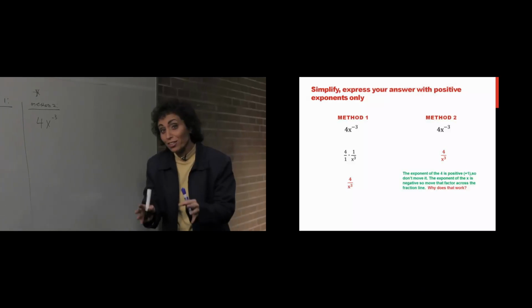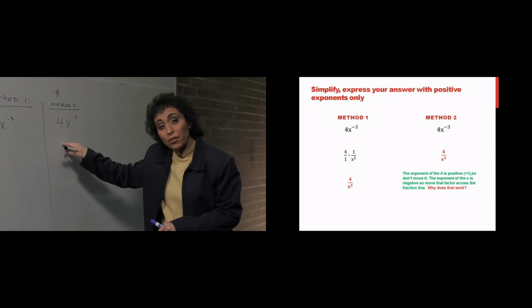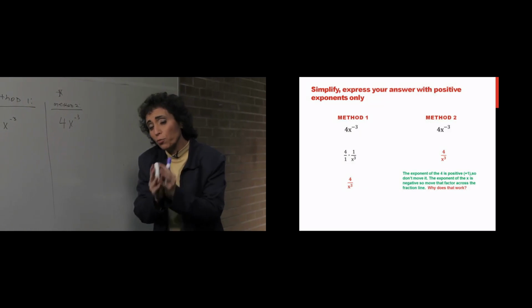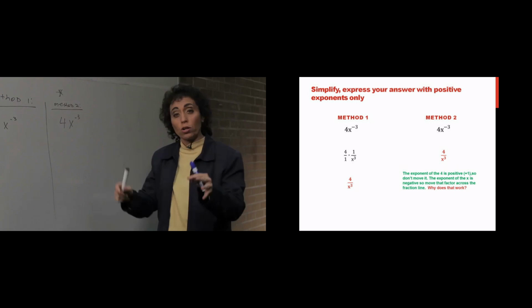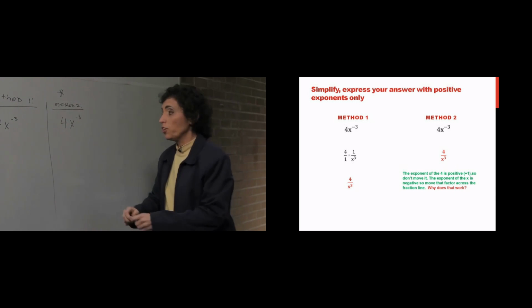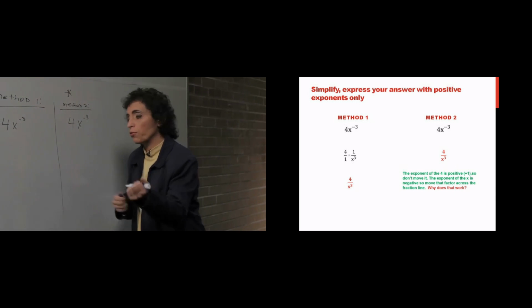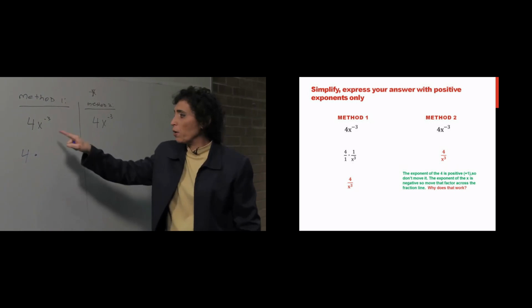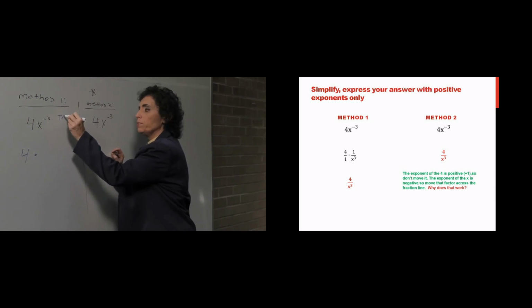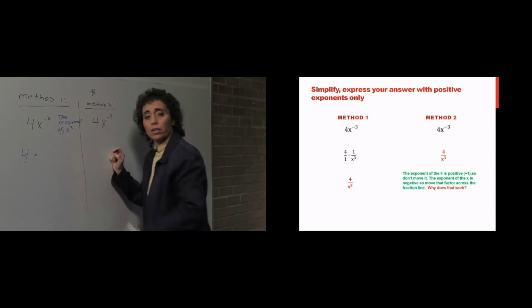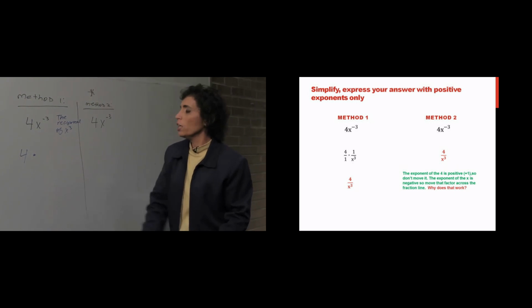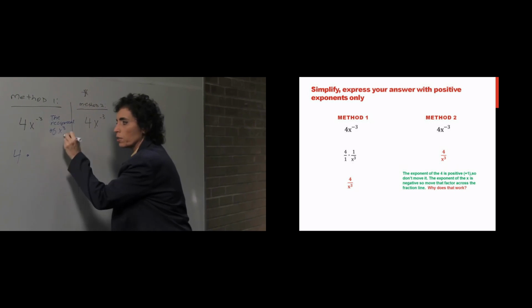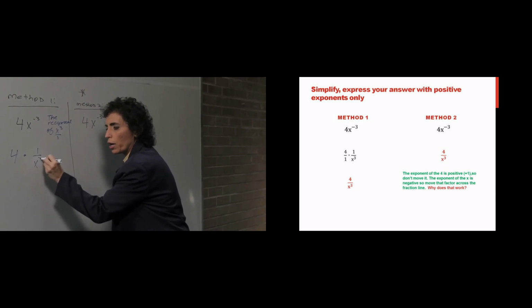I'm going to explain this to you, but I have to tell you, I like method 2 better, but I have to show you method 1 at least first to explain why method 2 even works. So watch how this works. This means 4 times x to the negative 3 power. The negative means reciprocal of x to the 3rd, which is 1/x to the 3rd.